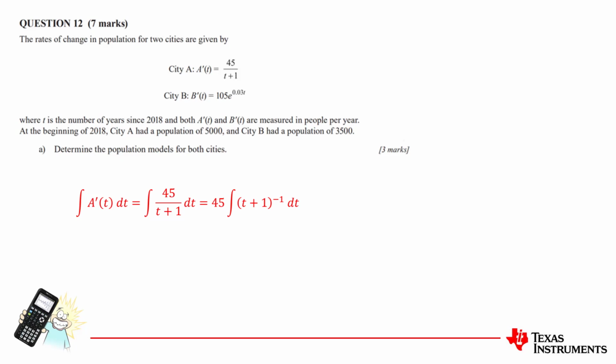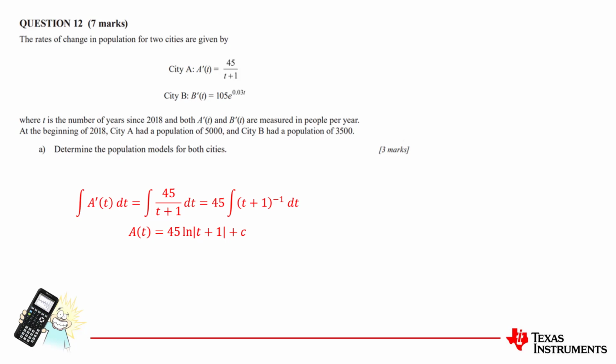Hopefully, we can see there that the power of -1 makes this a nice, common integral question to do. When we take the integral, that becomes 45 times the natural log of t plus 1, plus c. Now we've got to go back and have a look at that information we were given at the beginning.